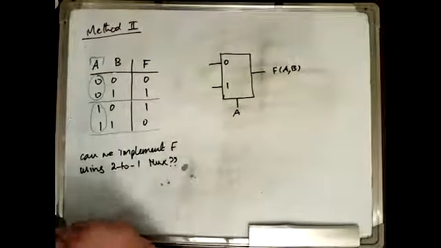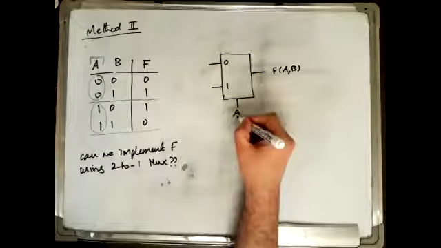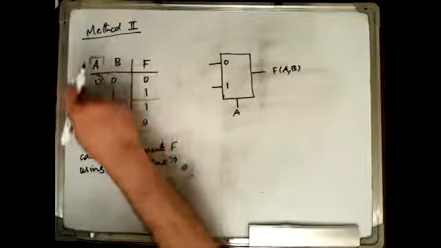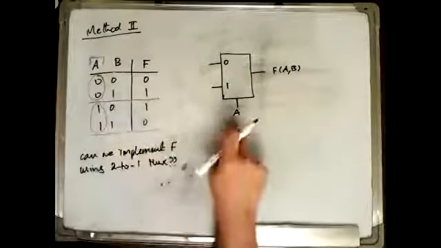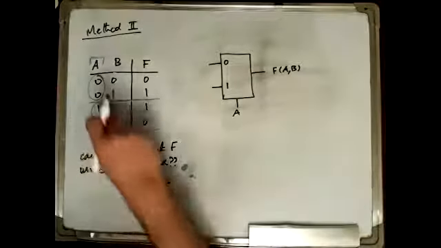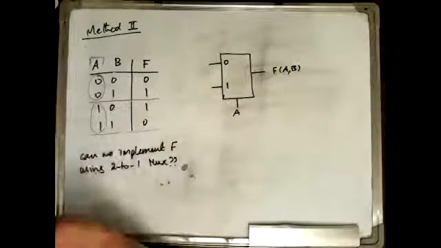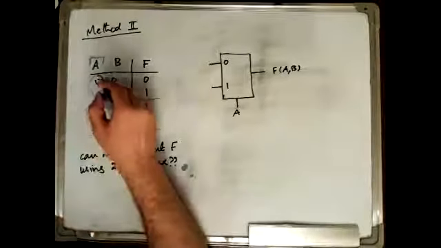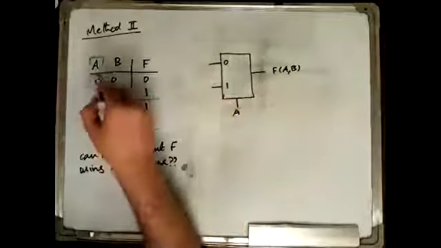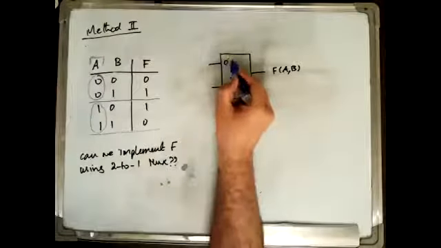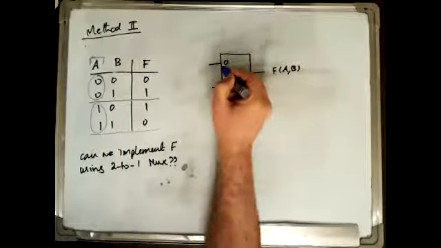what is the idea here? If A is 0, this implies that I am in the first section of the table, the top section of the table. If A is 1, the operation is in the lower section of the table. So if I select this section, then I'm selecting this input. So if A is 0, I'm selecting this input.